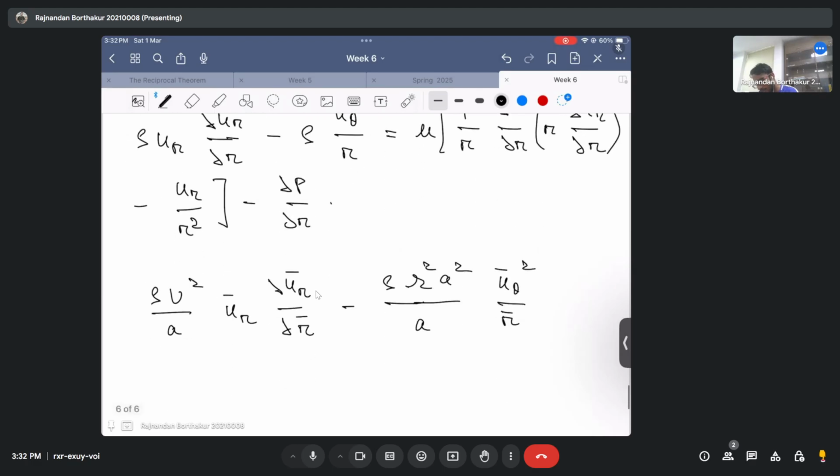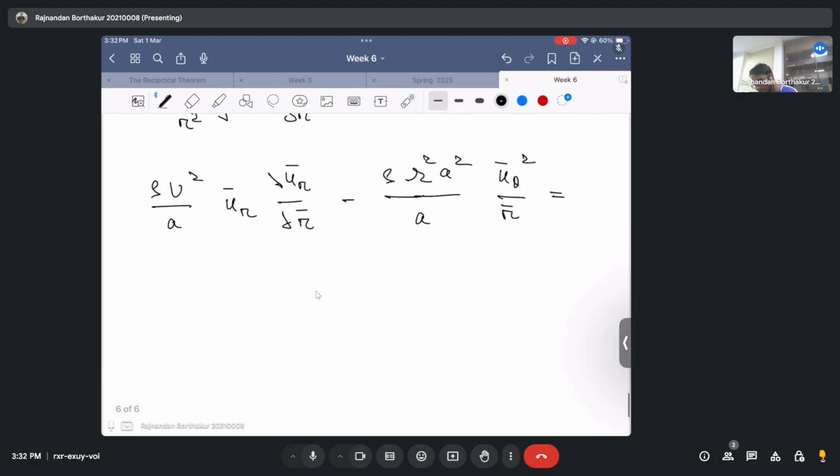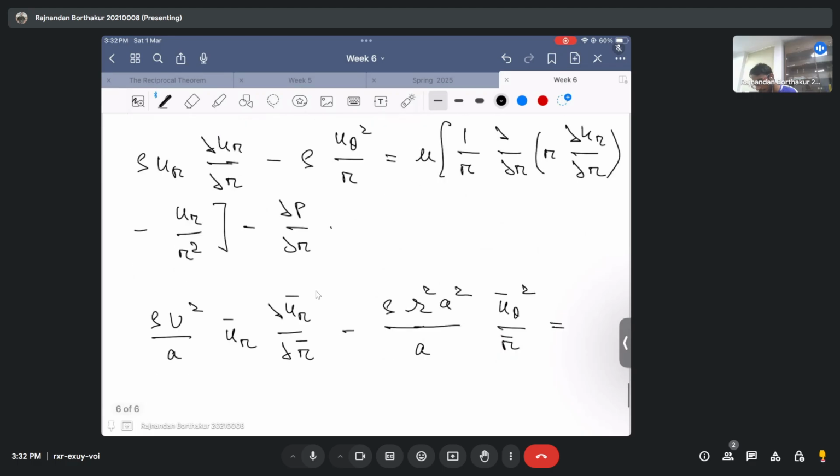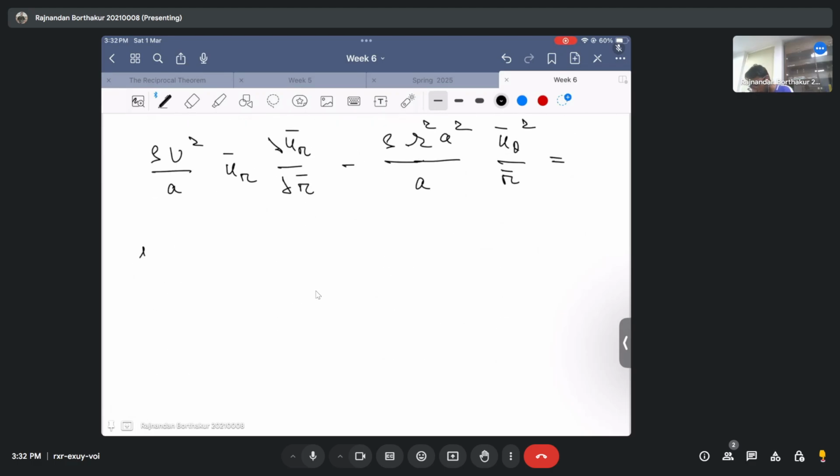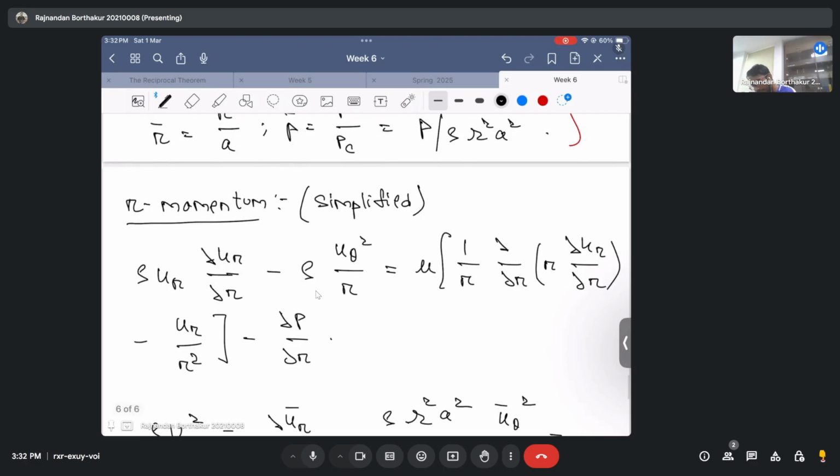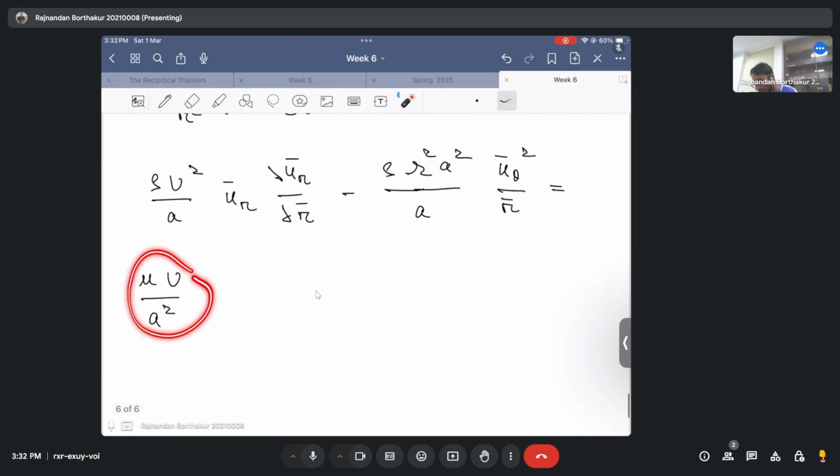Okay, all right, and then let's look at the viscous term. So the viscous term will give me mu u by a squared. That is again because I will get a u coming out from this ur, and then this r and this r will get cancelled. So from these two, I'll get a squared that will come out, and that's why we have mu u by a squared.